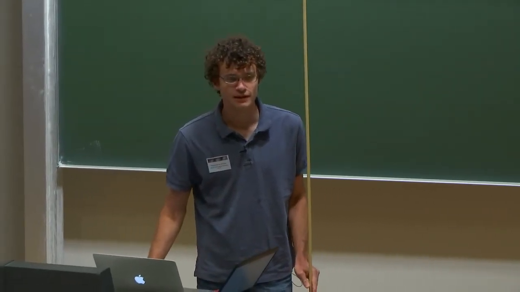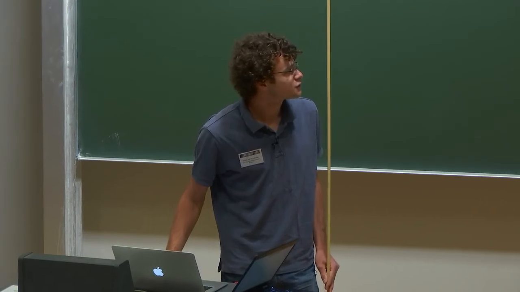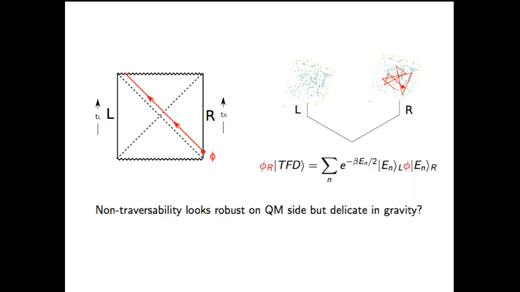There's something that might make you a little bit uncomfortable about this, though, which is that this property looks extremely robust on the quantum mechanics side. It's just because the Hamiltonians are decoupled. But it looks a little bit delicate from the perspective of gravity, because if we move this point down, it looks like it's almost going to make it to the left side. And you might worry that if we perturb the geometry a little bit, it will now be possible to send signals from the right side to the left.